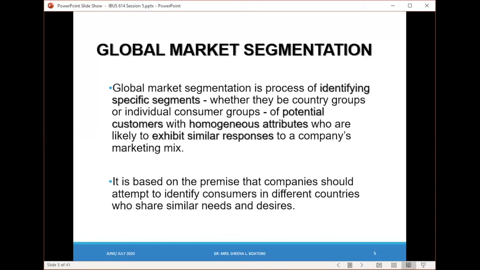So basically, global market segmentation is based on the premise that every company, regardless of what resources you have, you can't target everyone. You can't serve every market segment. So you need to attempt to identify the consumers in different countries, depending on the foreign countries or regions that you are operating in, who share similar needs and desires for your product or service that you are selling, and then targeting them with your marketing mix. And that is why we need segmentation.